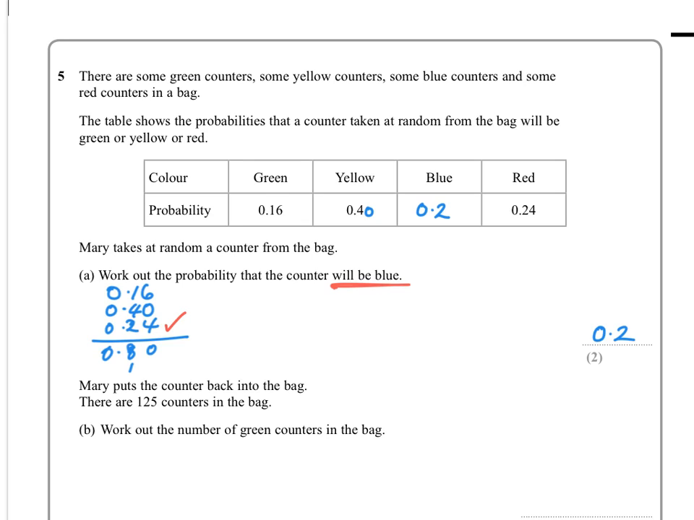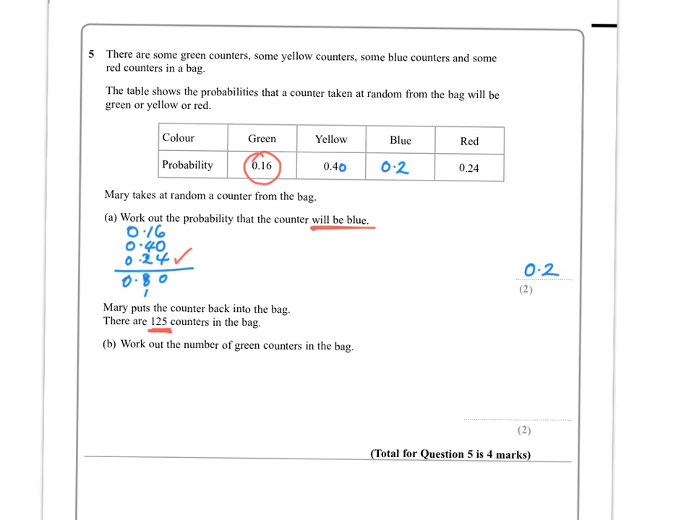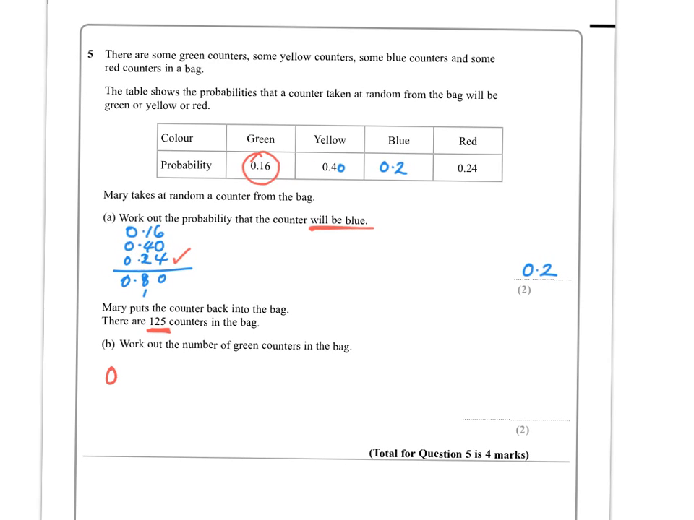Mary puts the counter back into the bag. There are 125 counters in the bag. Work out the number of green counters in the bag. Well, the probability of choosing a green counter would be 0.16. So no matter how many counters you chose from the bag, be it 10, 100, a million, you would always have a 0.16 chance of choosing a green. Now, these are the kind of calculations you can do on the calculator, but show your working like I said. First thing you could write is 0.16 of 125 and write down your answer.